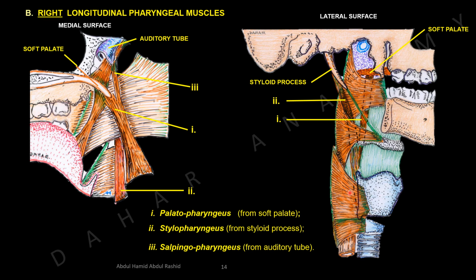So, the three longitudinal pharyngeal muscles are: number 1, palatopharyngeus, coming from the soft palate to the pharynx. Number 2, stylopharyngeus, coming from the styloid process to the pharynx. And the third one is salpingopharyngeus, coming from the auditory tube to the pharynx. These are the three inner group of muscles, the longitudinal pharyngeal muscles.